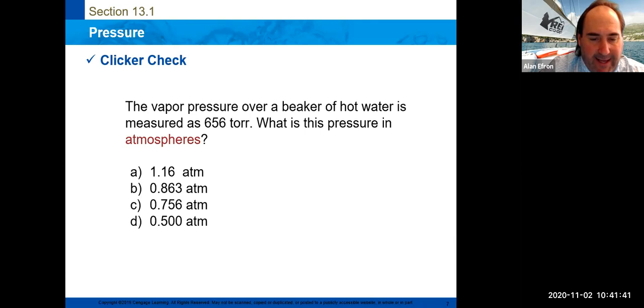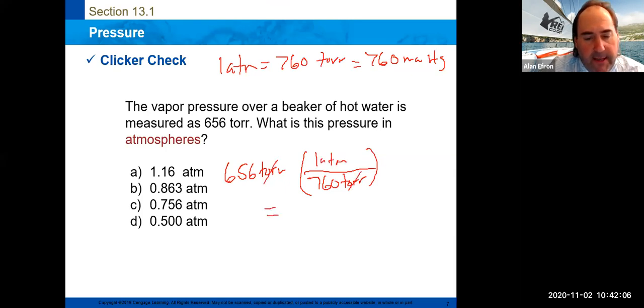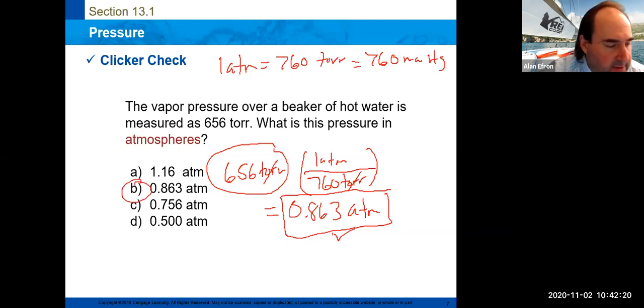Okay, looking at this again, it's that very common one: 1 atmosphere equals 760 torr, which equals 760 millimeters of mercury. So we could use that as our conversion. We're starting with torr and want to get rid of torr, so we put the 760 on the bottom. We divide by it, and that leaves us with atmospheres on top. We get 0.863 atmospheres. In terms of sig figs, the original number had 3, and the answer also has 3. So it looks like B is our answer.